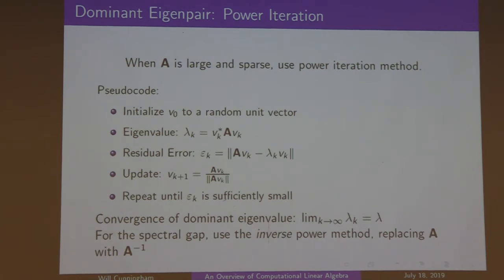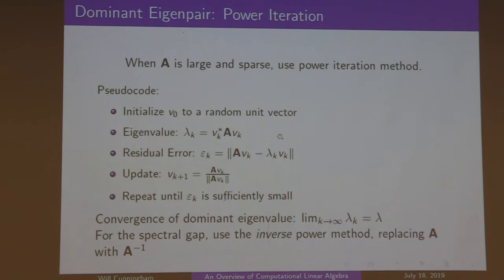So to do this, if your matrix happens to be large and sparse, meaning you have a large system, and sparse might mean that you have only local interactions, you wouldn't have non-local interactions, you can use the power iteration method. In terms of pseudocode, what this means is you're just applying your matrix to a random vector over and over and over and over, and eventually you will end up with the dominant eigenvalue and eigenvector pair.